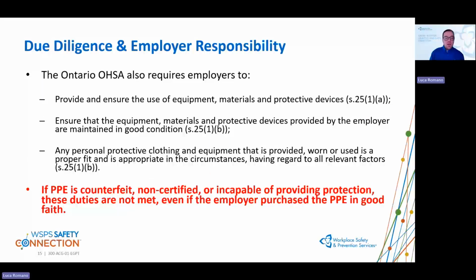Some other requirements found under the Occupational Health and Safety Act that relate to this topic include providing and ensuring the use of equipment, materials, and protective devices, ensuring that the equipment, materials, and protective devices provided by the employer are maintained in good condition, and that any personal protective clothing and equipment that are provided are worn or used in a proper fit and are appropriate in the circumstance, having regard to all relevant factors.